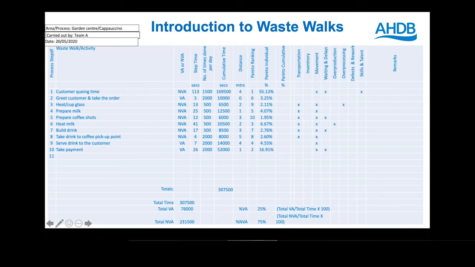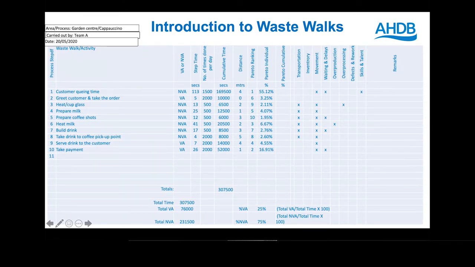There's a new one I've put on here, new to those of you who've done the process maps, which is the number of times per day you do that particular activity. Some activities you might only do once a day within the process, but there might be other activities that you do several thousand times a day. So this allows you to add a little bit of weighting to those activities that you do the most frequently.